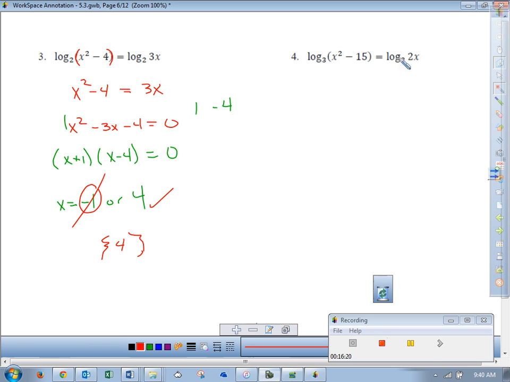Log equals log. Every term has a log with it. Arguments need to be equal. Since it's quadratic, you will set it equal to 0 and factor him, if possible. If it's not possible, then you do the quadratic formula.